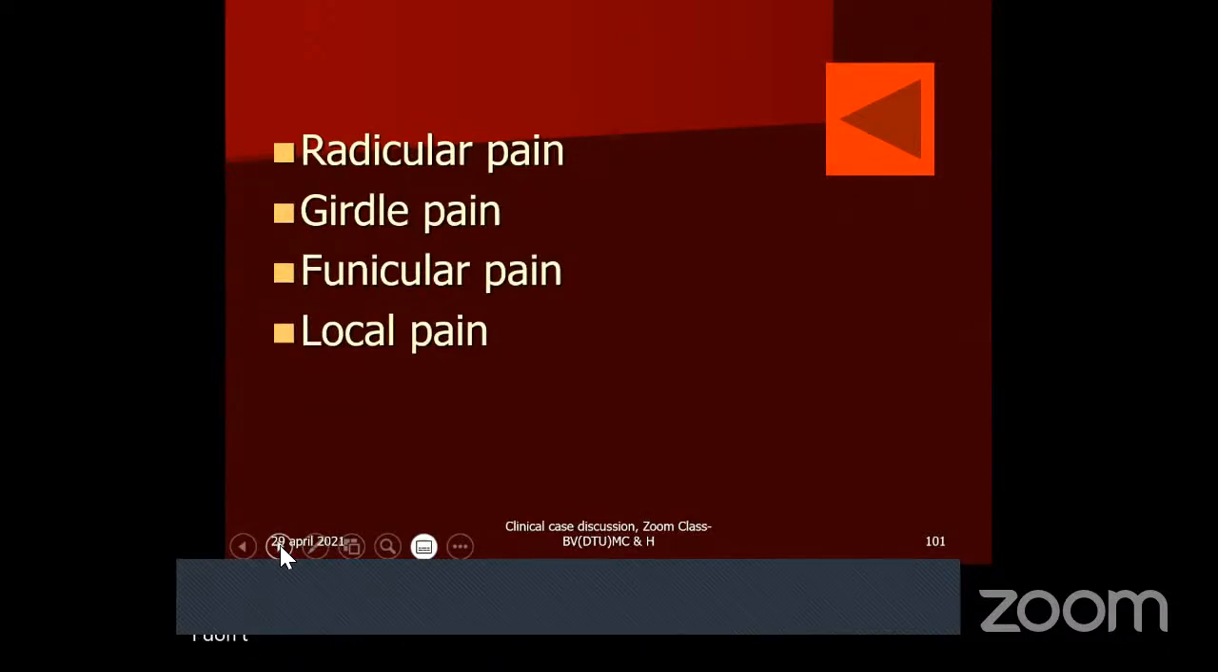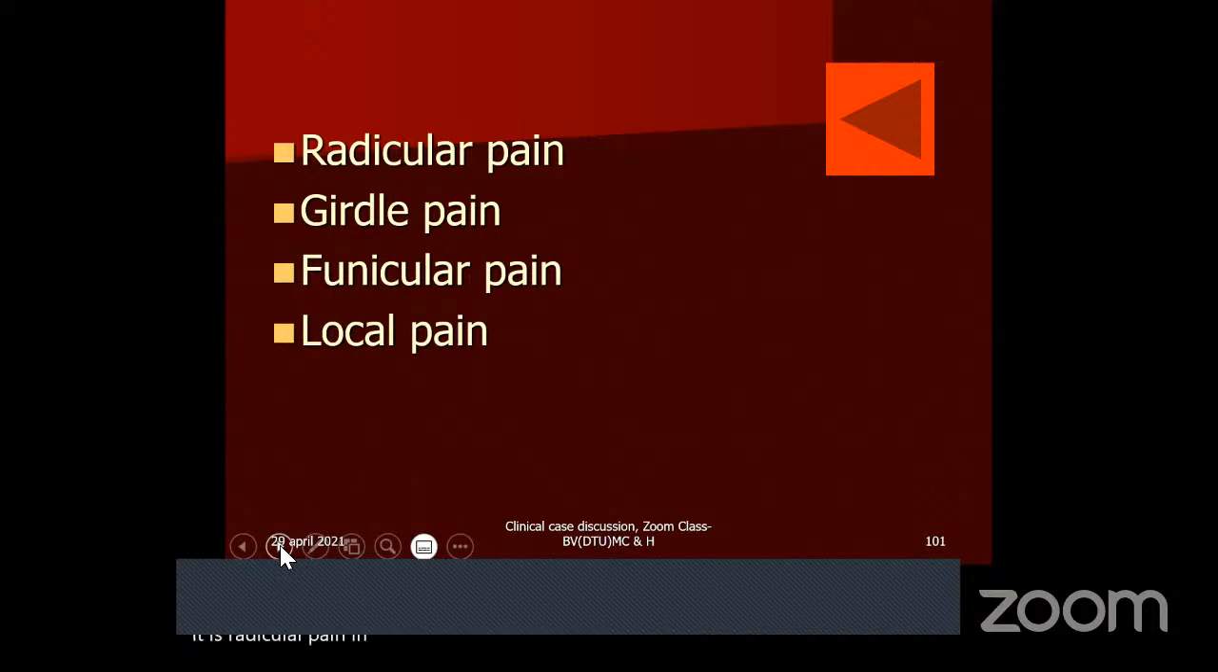The radicular pain is usually in the dermatomal distribution, because you should know the dermatomes. C5 on the lateral side of the arm, C6 on the thumb, C7 middle finger, C8 little finger, T1 medial aspect of the upper arm, T4 at the level of the nipple, T10 at the level of umbilicus, groin L1. Like that, you should know all the dermatomes. And it is radicular pain in the distribution of the dermatome.